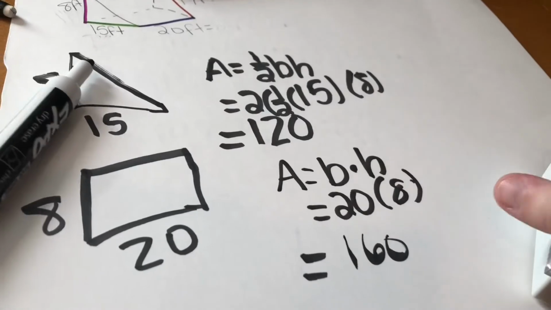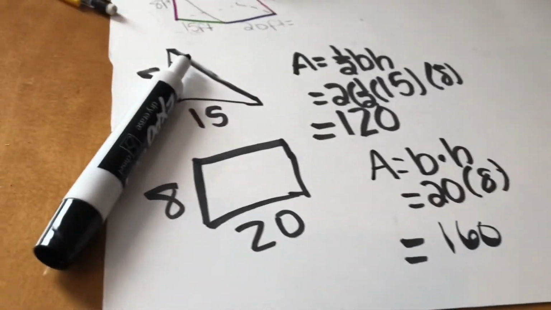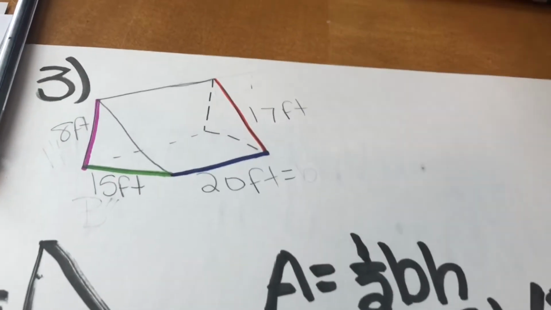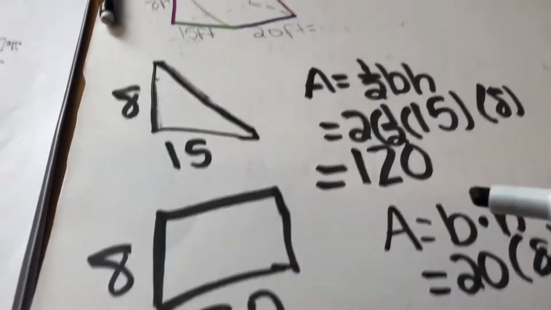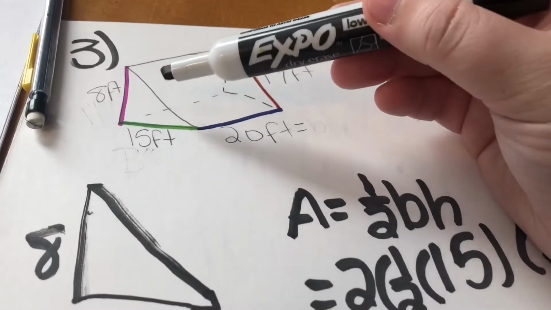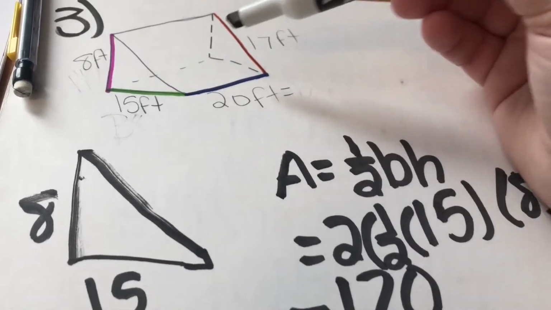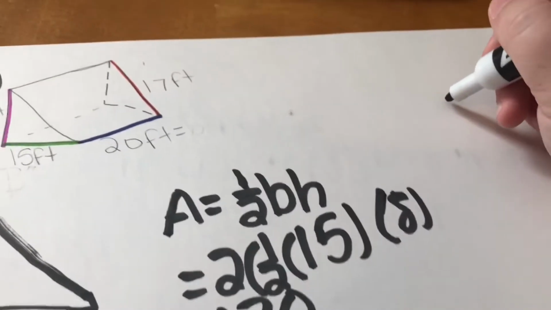So we have 2 parts of it now. We just need to draw 2 more parts. So we have done the 2 triangles, and we've done the back part of this. So let's go ahead and do the bottom part. I'm going to do that one right here.